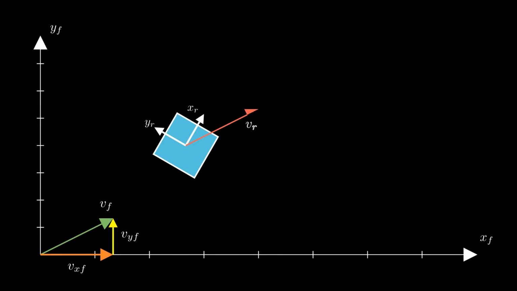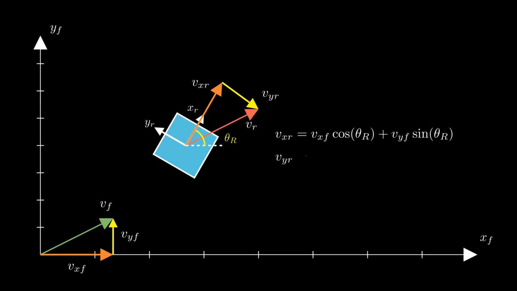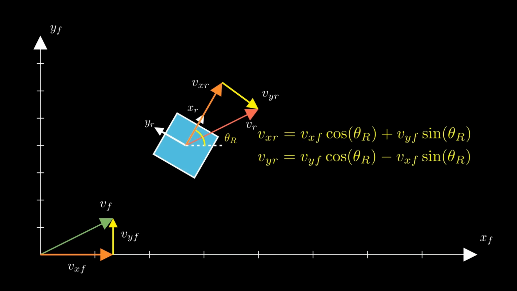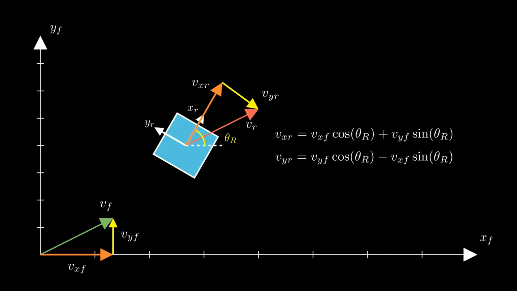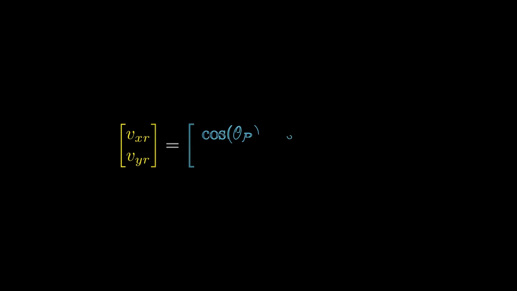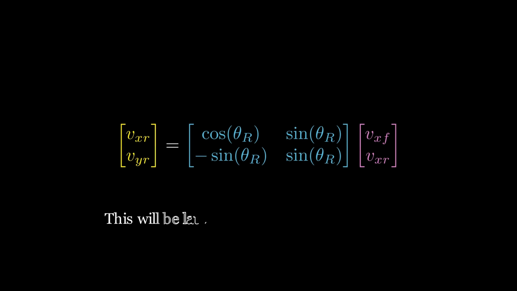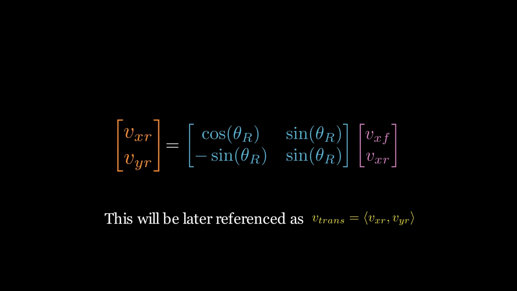Let Vxf and Vyf represent the field relative velocity components given by the driver, and Vxr and Vyr represent the resulting robot relative components. Further, let theta represent the robot heading. This transformation can then be written as the following in terms of the variables that we just defined. These equations are derived from a clockwise vector transformation, and this derivation will be shown in a separate video for those interested. This clockwise transformation can also be represented by the following matrix transformation, but the result is the same, which is a robot relative velocity vector.